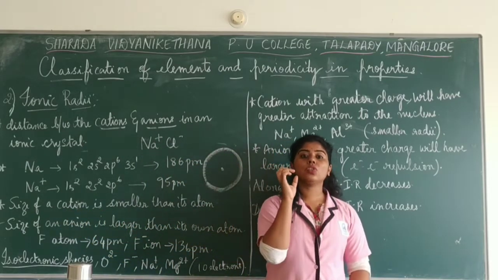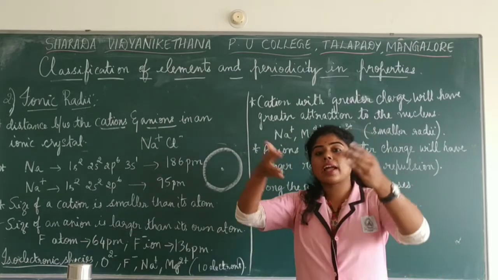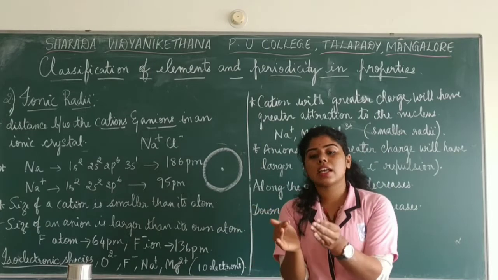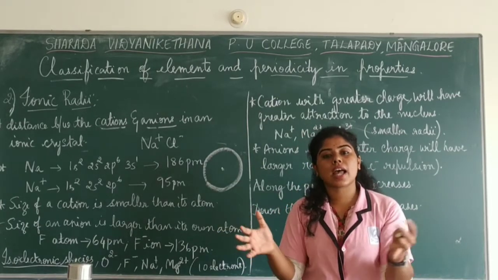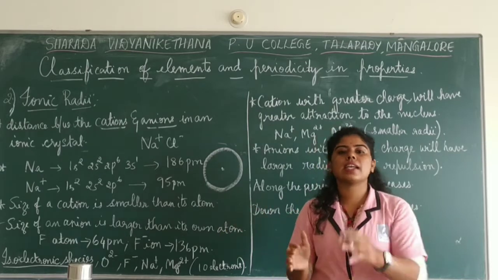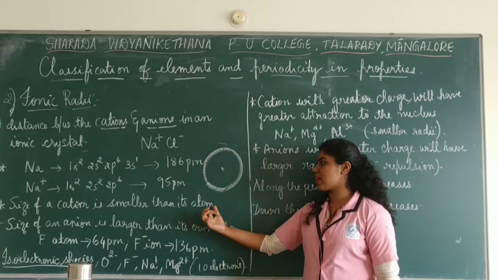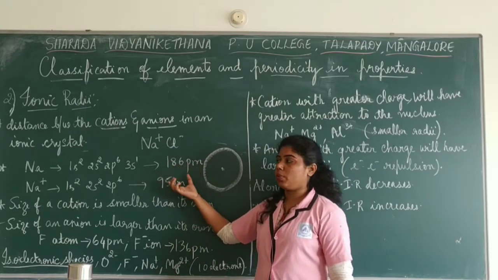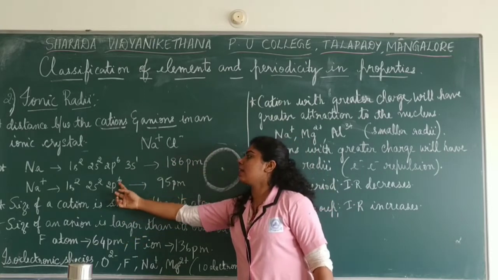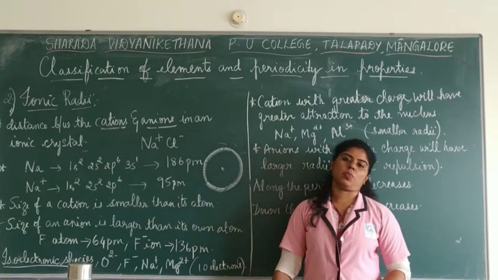So whenever you talk about a cation, you should always remember it tries to lose electrons. When it tries to lose electrons, obviously there are fewer electrons present, so the power of the nucleus is more, and hence the attraction is also more, and the size shrinks. So the size of the cation is always smaller than that of its atom. That's why you have Na, that atom would have 186 picometer, but when it has lost electrons, the attraction is more, the size is less, so you have 95 picometer, almost half of it.